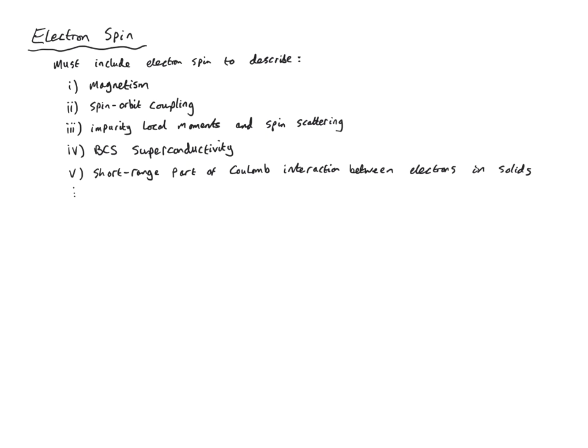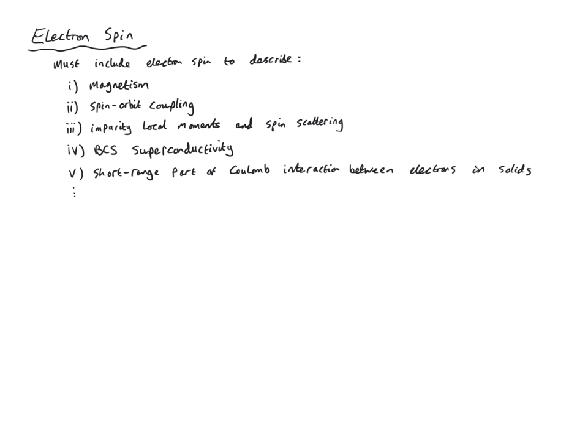However, there are many areas of physics where we do need to include electron spin. For example, if we want to describe magnetism, obviously we need to include electron spin. If we can have ferromagnetic ordering or antiferromagnetic ordering, this is something to do with the alignments of the electron spins, so we need to include spin in order to be able to describe the entire phenomenon of magnetism in materials.